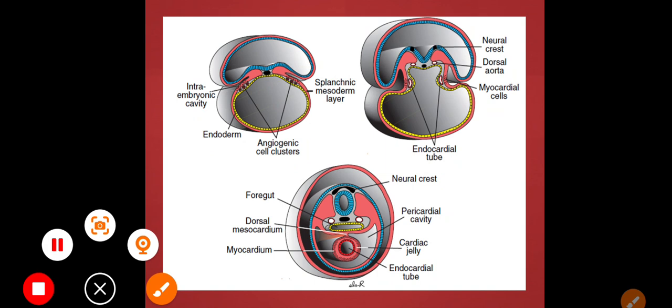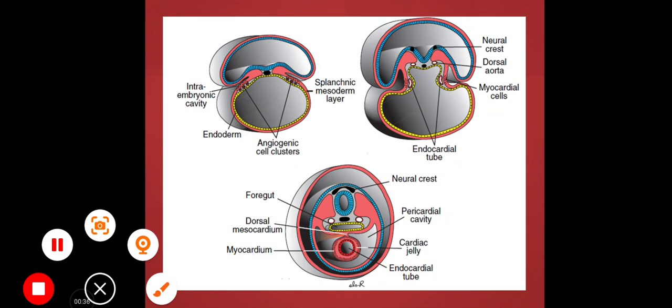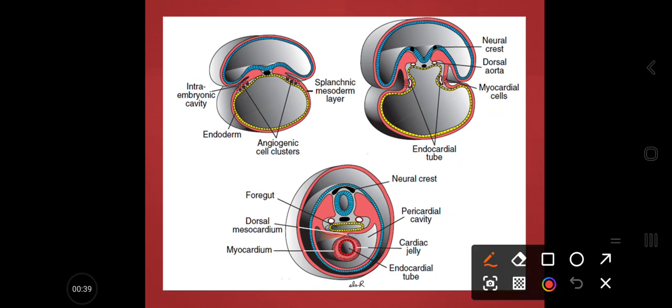As we mentioned, the cardiovascular system develops from paraxial mesoderm, lateral plate mesoderm, and splanchnic mesoderm. Also originate from neural crest. Neural crest is a part of ectoderm.